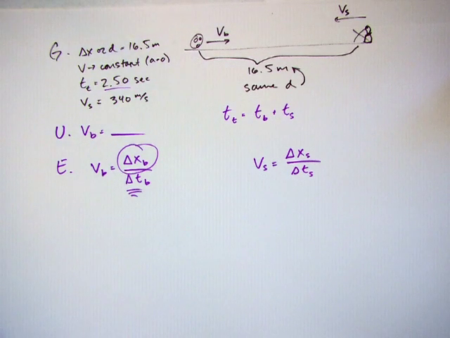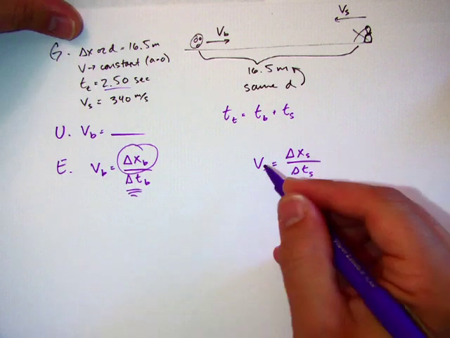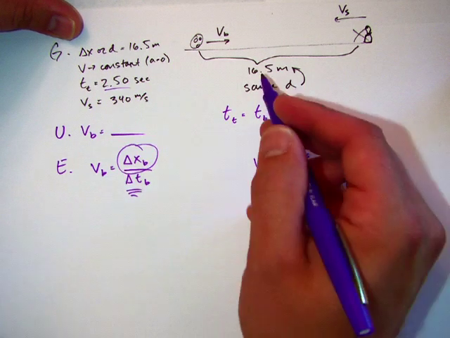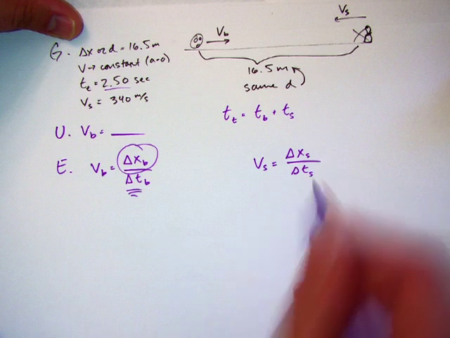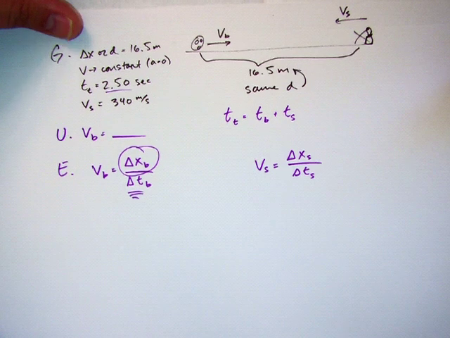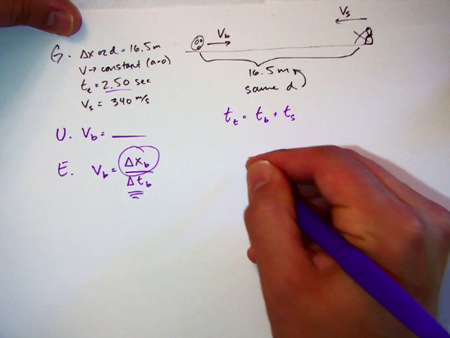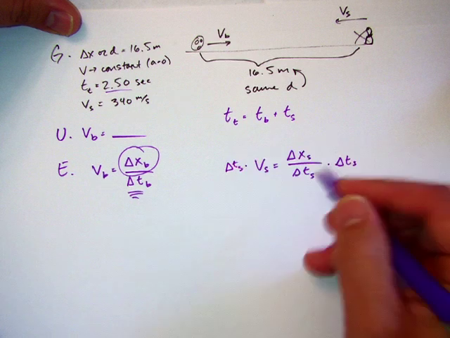So we know the velocity of the sound wave is 340, delta x of the sound wave is 16.5, so we have enough to solve for delta t of the sound wave. First thing I'm going to do is get delta t of the sound wave out of the denominator.